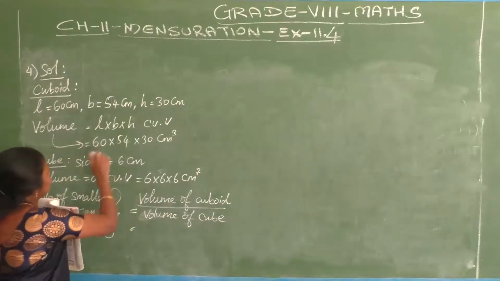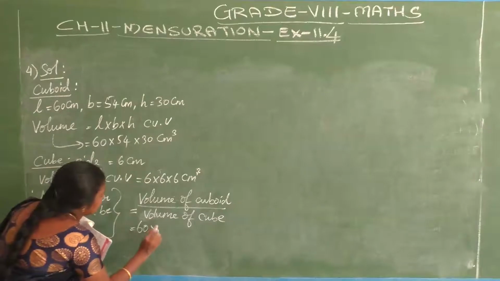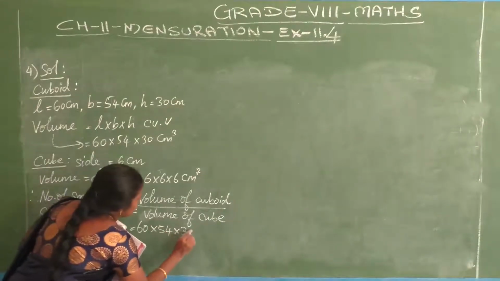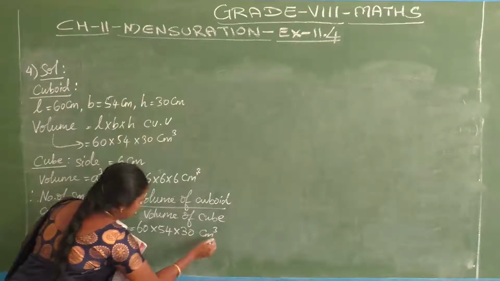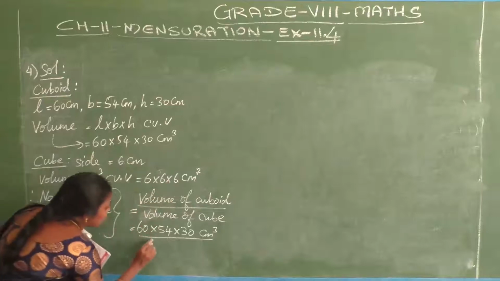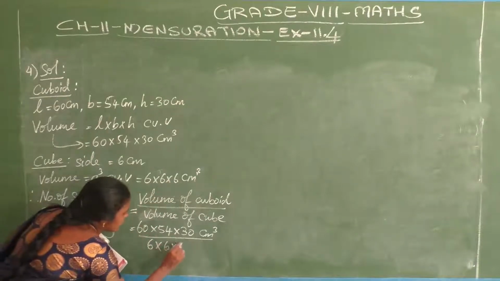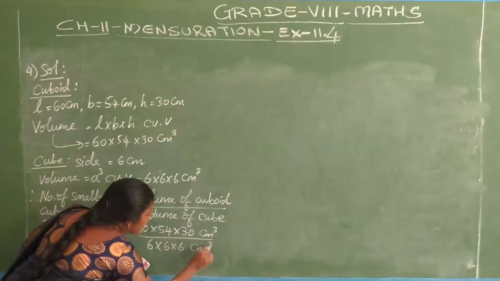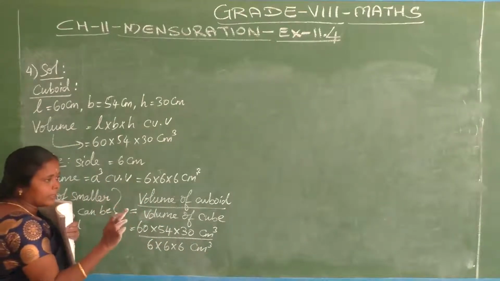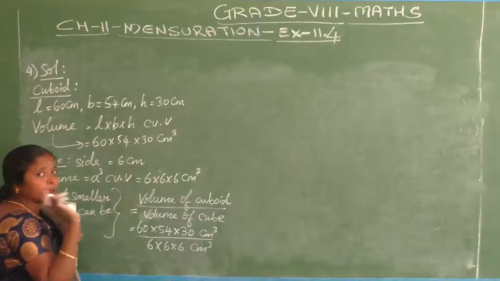Put the volume of the cuboid: 60 into 54 into 30 centimeter, divided by the volume of the cube, side into side into side, no? So 6 into 6 into 6 centimeter cube. Here they are asking only the number of cubes, so keep in mind, no need for units here.